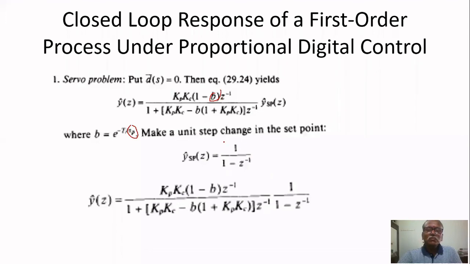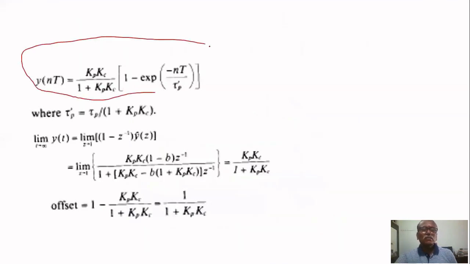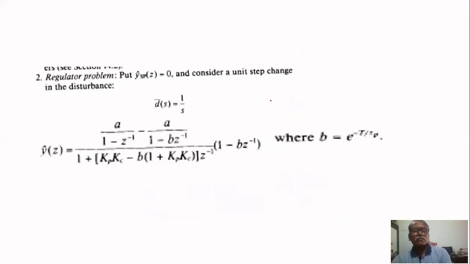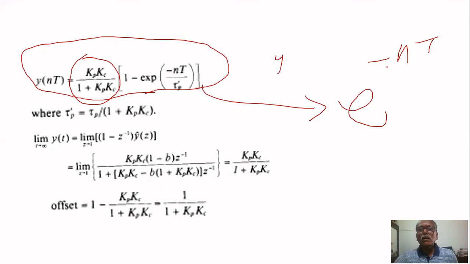Now let us find the response for step input. That's why substitute y set point of z equal to step input, 1 by 1 minus z power minus 1. If you substitute here, now we have to do the partial fraction and separate this into separate functions. After doing the partial fraction, you will get this as the response. This is the response: kpkc 1 plus kpkc 1 minus e power minus nt upon tp. So we got this response for servo.